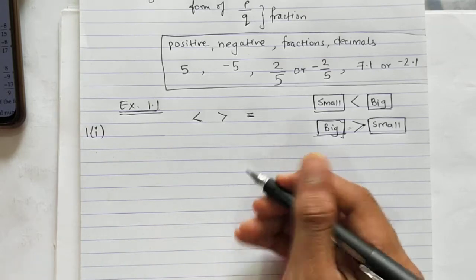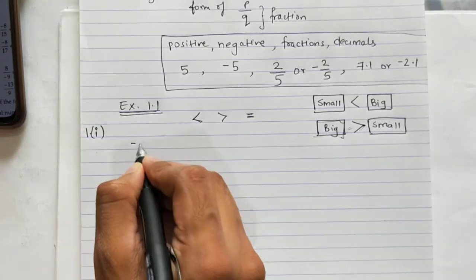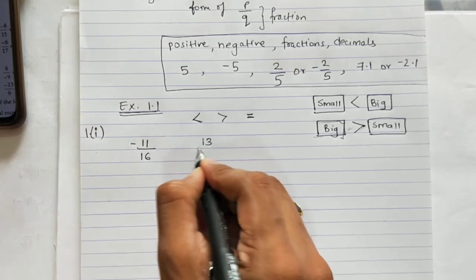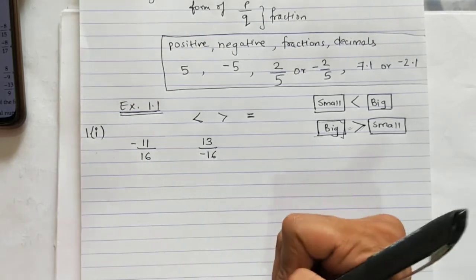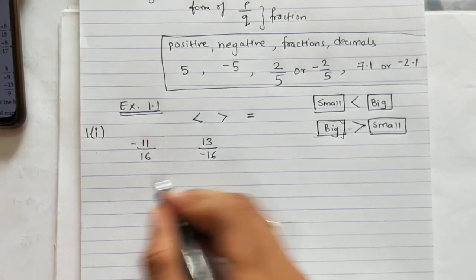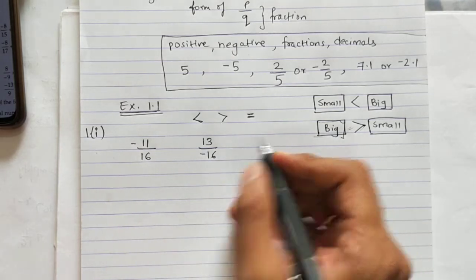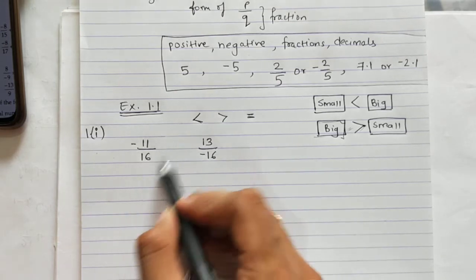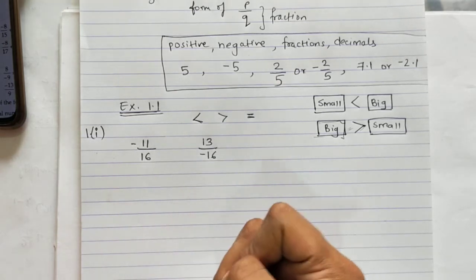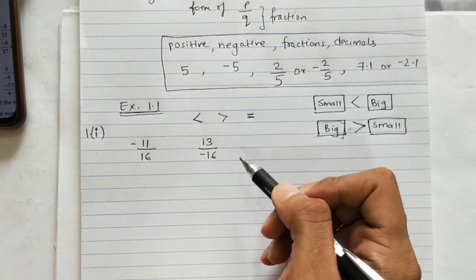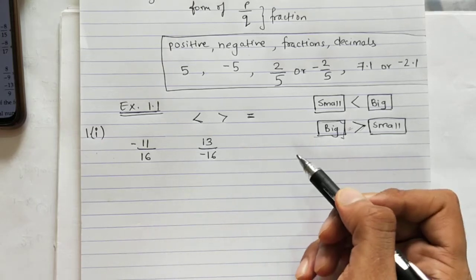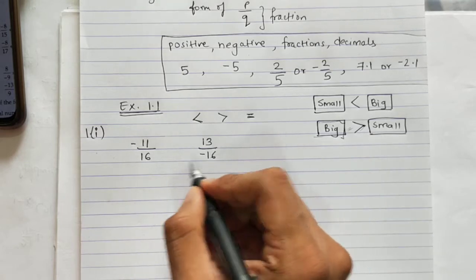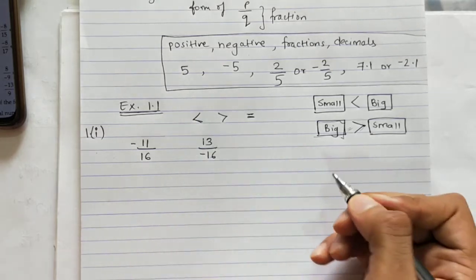Okay, so the first one is minus 11 upon 16 and 13 upon minus 16. This is the question, and they want us to find out which one is greater. Before that I'd like to give you some basic knowledge of arithmetic, which will be very handy and helpful here.